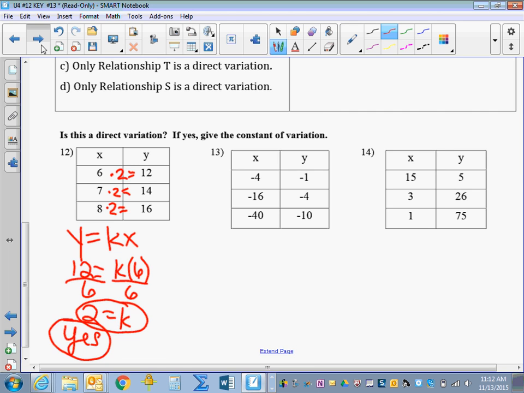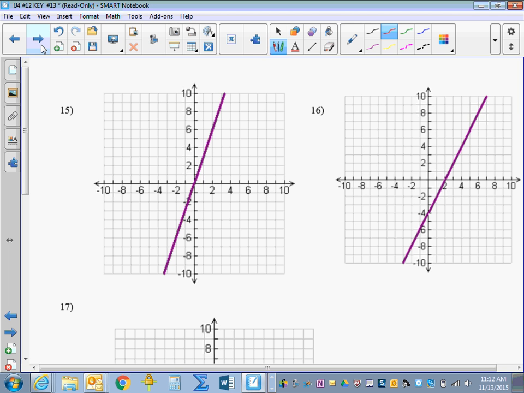Alright, then the last one. In order for these to be a constant or direct variation, it needs to pass through my origin and be a straight line with the same slope each time. Here my slope is up 3 over 1, so k is 3 over 1, which is just 3.